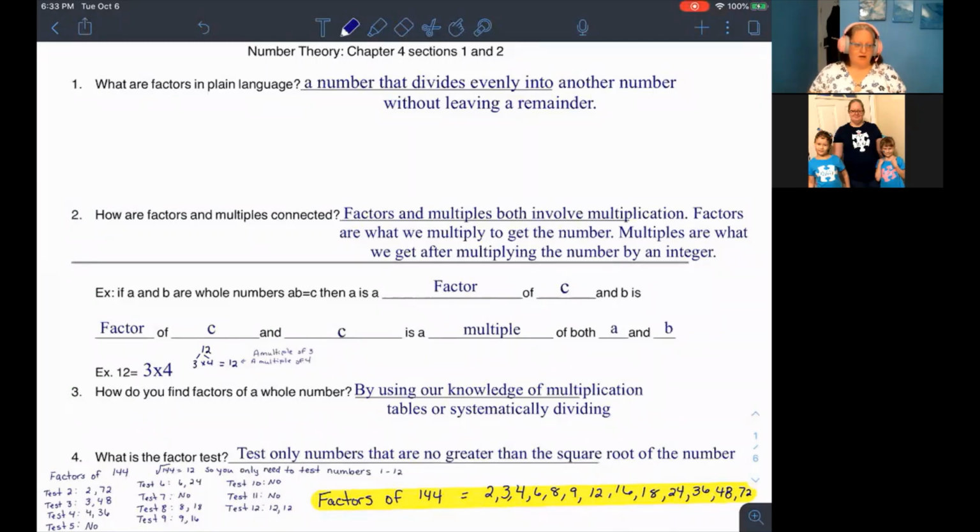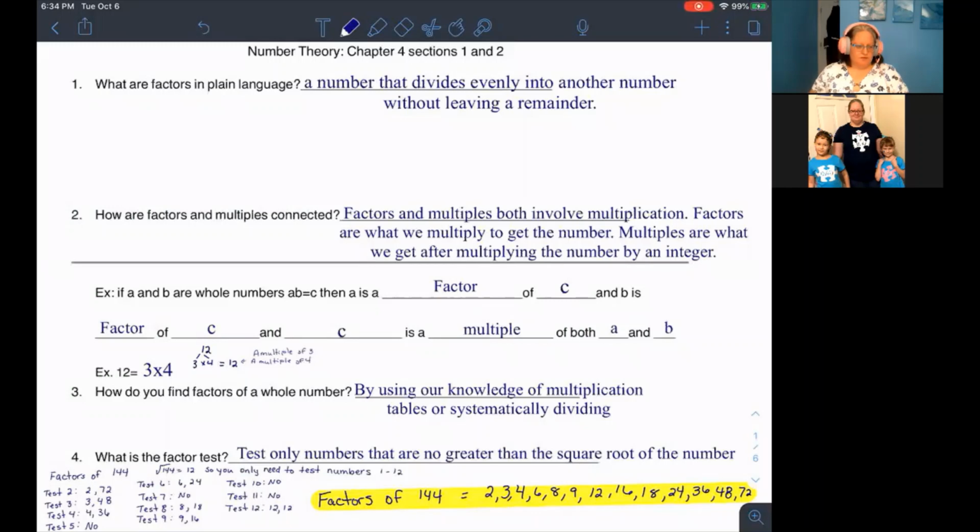Number 2, how are factors and multiples connected? Factors and multiples both involve multiplication. Factors are what we multiply to get the number. Multiples are what we get after multiplying the number by an integer. Example, if A and B are whole numbers, A times B equals C, then A is a factor of C and B is a factor of C, and C is a multiple of both A and B.